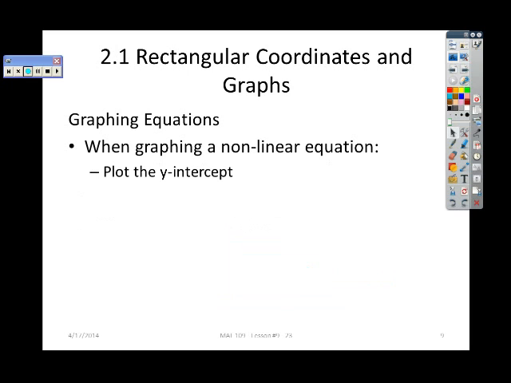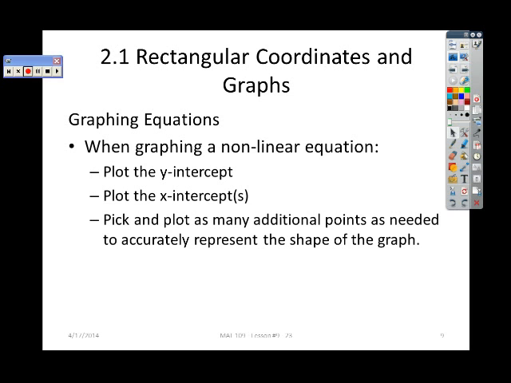When it's not linear, probably a good place to go is plot the y-intercept. In other words, set x equals 0, because it's easy. Solve for y. Plot the x-intercept. Set y equal to 0 and solve for x, because it's easy. Now, you may not be able to get a solution in some cases. Maybe it doesn't cross the x-axis. Maybe it doesn't cross the y-axis. But if possible, plot those, because they're easy.